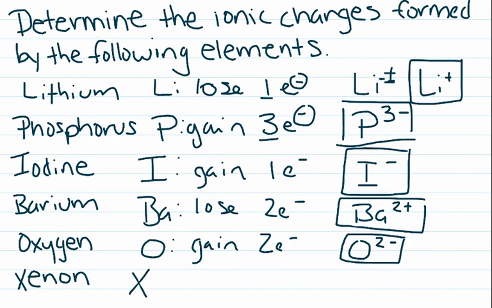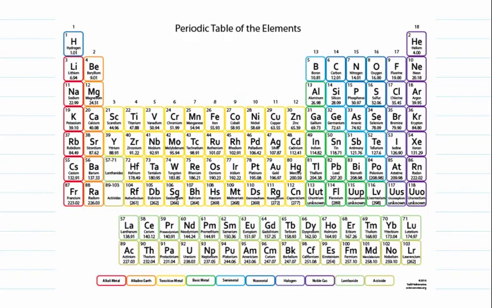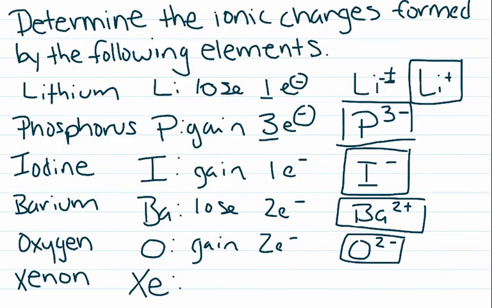And lastly, let's look at xenon. We find xenon on our chart. It's way over here in column 18, which means that it has 8 valence electrons. Since it already has the number of electrons that every element is most stable with, it does not gain or lose any electrons, and it doesn't form an ion. It's just xenon.